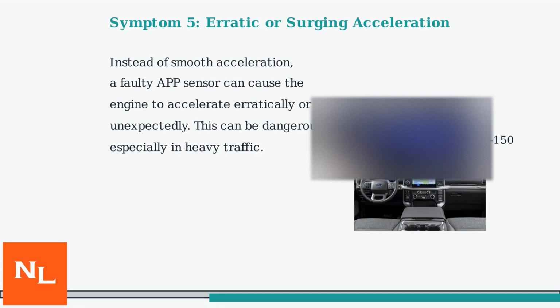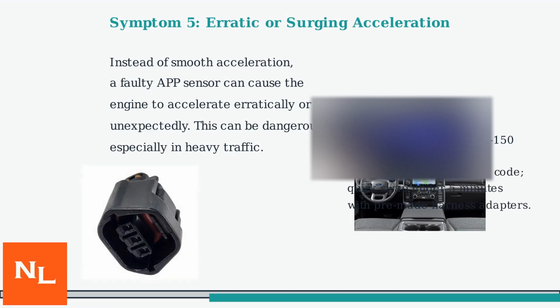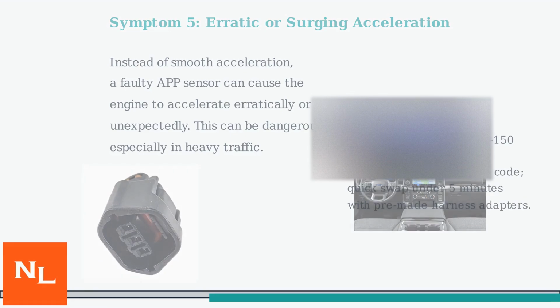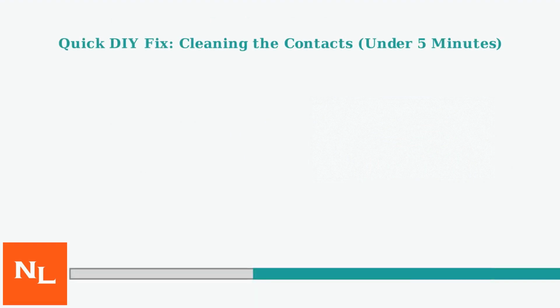For example, a 2024 Ford F-150 owner experienced erratic idle. An OBD scan showed the P0122 trouble code, indicating a throttle position sensor issue. A quick swap of the sensor using pre-made harness adapters took under 5 minutes to fix the problem. Sometimes a dirty or corroded APP sensor connector can cause these symptoms.